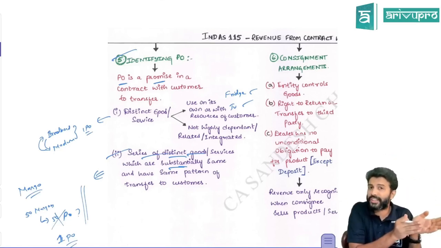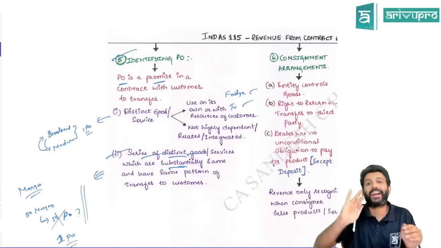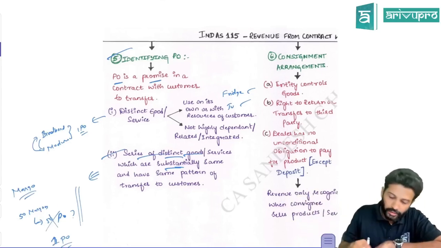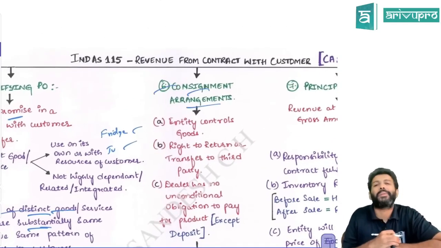When can you say goods or services are distinct? When they can be used on their own and they're not highly interrelated or interdependent. Okay, that one. All right, next is the consignment arrangement.